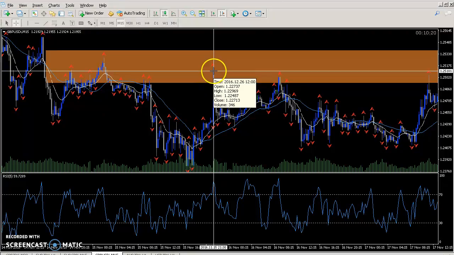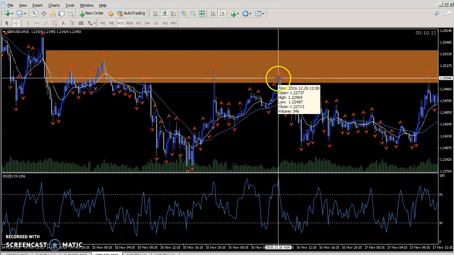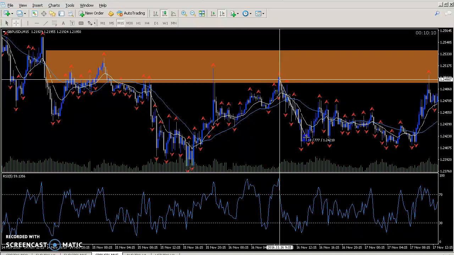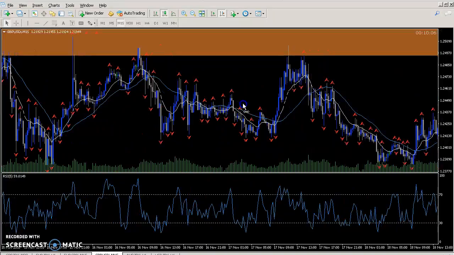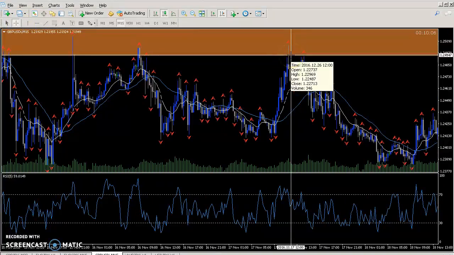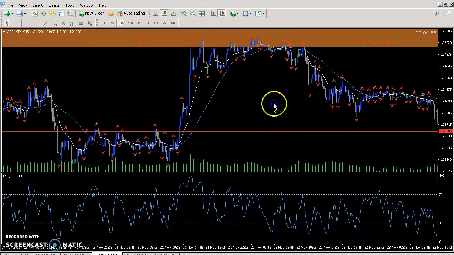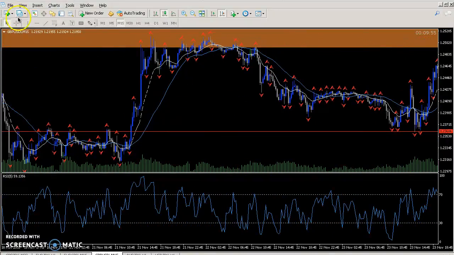I would have got in right in this zone. Oversold, overbought. 40 pips. Oversold, overbought. It's in the zone. 70 pips. Are you understanding what I'm trying to tell you guys? It got into the zone. I would have bought it. 70 pips. Are you guys fully understanding what I'm trying to explain to you?